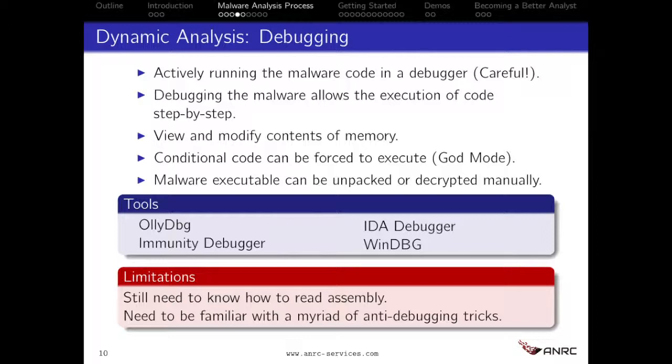So the problems with debugging, not really problems, just limitations, something to keep in mind. You need to know how to read assembly, because it will show you the assembly code. And you also need to be aware of all the different anti-debugging tricks. Malware can do all sorts of things to crash the debugger, detect that it's there, execute code that you're not necessarily seeing on screen, so just sort of hidden control paths. And there are definitely things you need to be able to look out for before you start, otherwise you're just not going to get a full picture of what's going on.